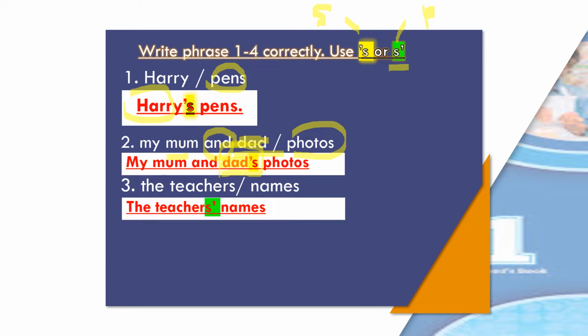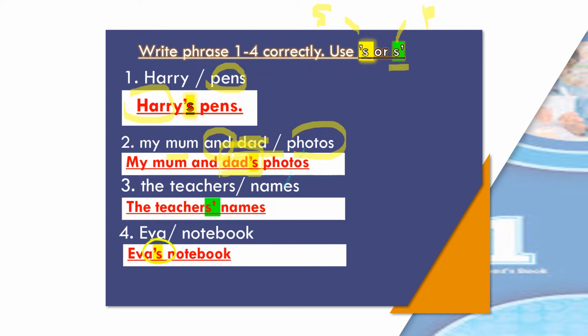And then the last one, Eva. How many people? There's only one. So Eva's notebook. I hope you understand.